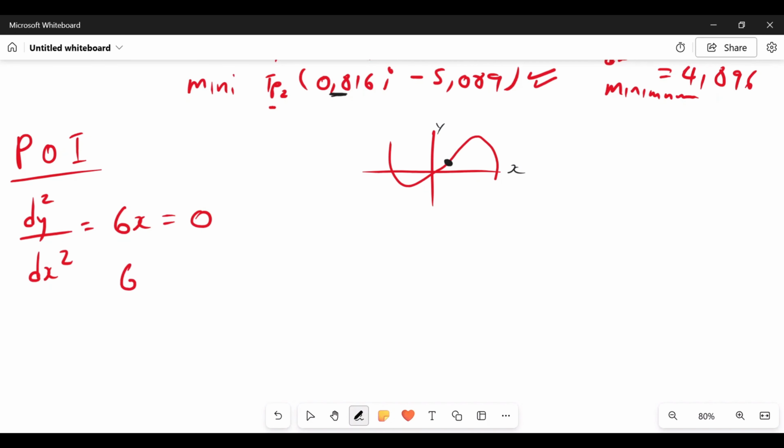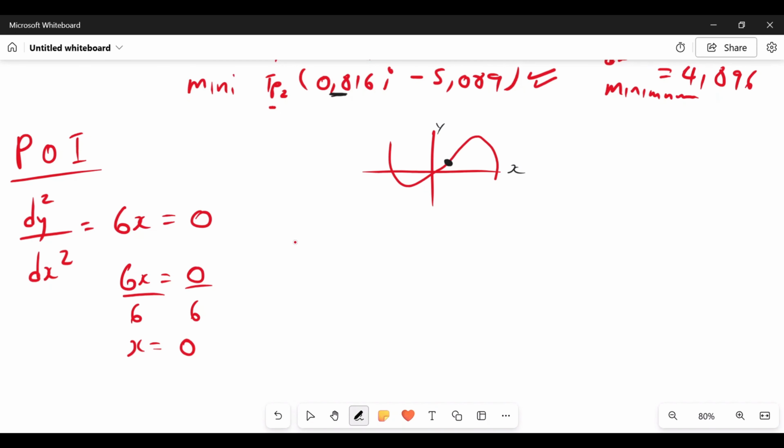We know that 6x is equaling to 0. So if we divide by 6 throughout, our x is going to be equaling to 0. This is the x-coordinate of the point of inflection. Now it's time for us to find the y-coordinate of the point of inflection.